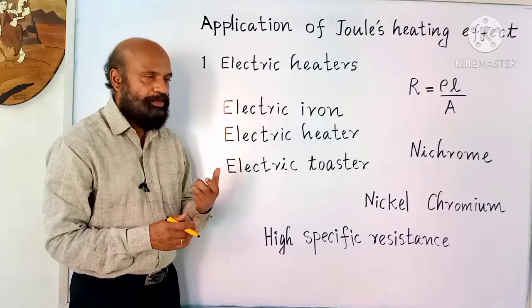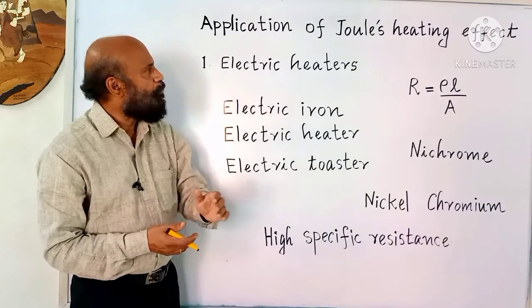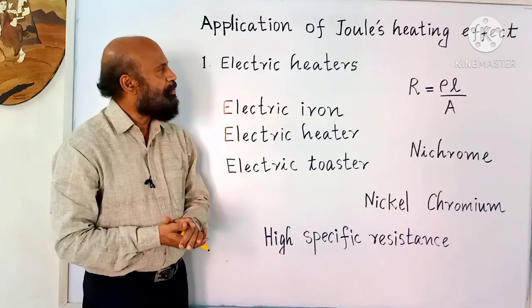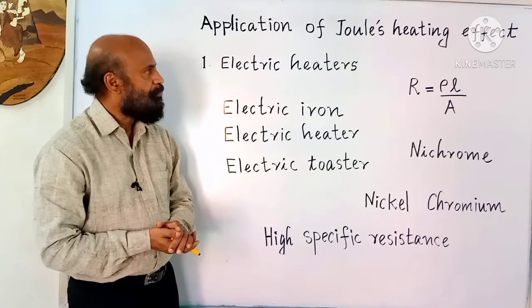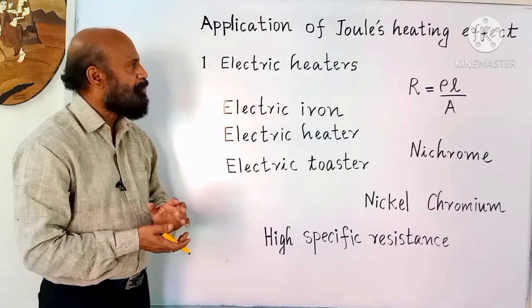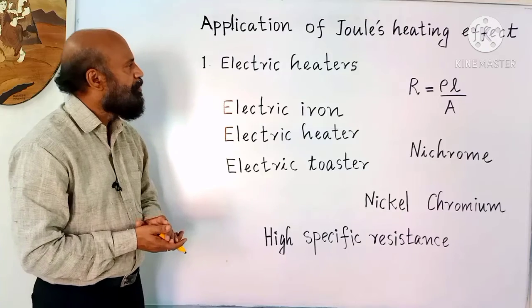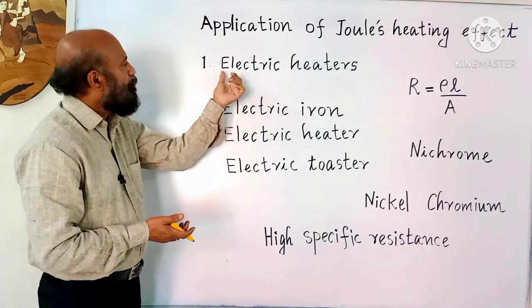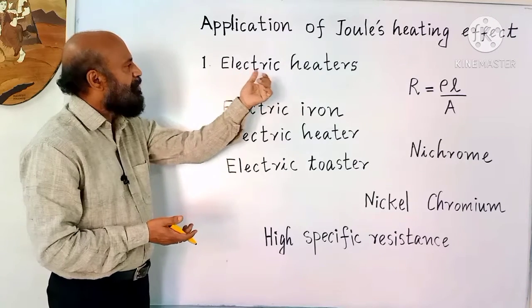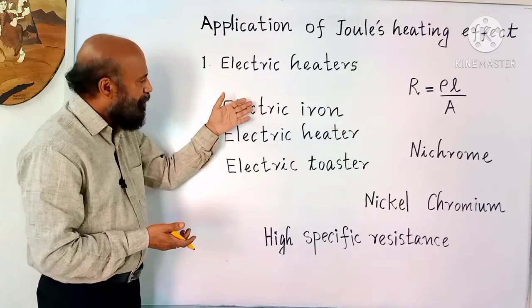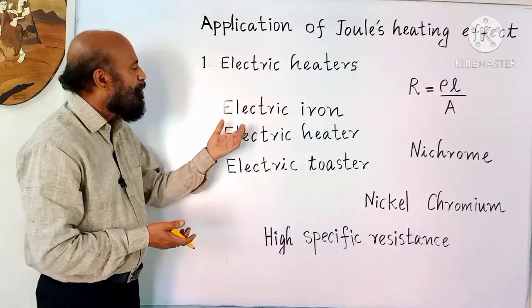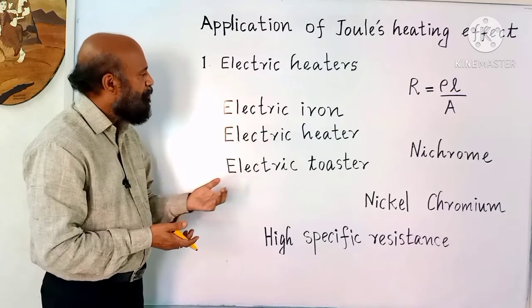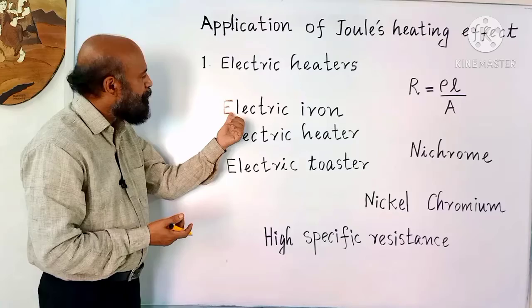I am going to explain applications of Joule's heating effect. You have seen that when current is passing through a resistor, heat is produced. Now the first application is electric heaters. Here are some of the home appliances where the heating effect is used.